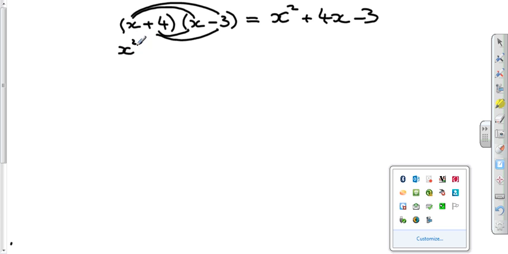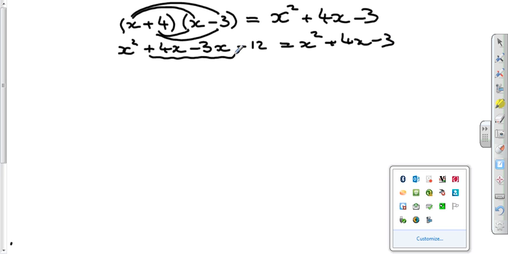So when you expand this, you're going to get x squared plus 4x minus 3x minus 12. And then the right hand side just stays the same, x squared plus 4x minus 3. Now then, after you've multiplied out a pair of brackets, you usually want to collect the like terms. So we've got these two like terms in the middle. I'm going to collect them together. Plus 4x and minus 3x makes plus 1x overall. And then I'll just copy the rest down.